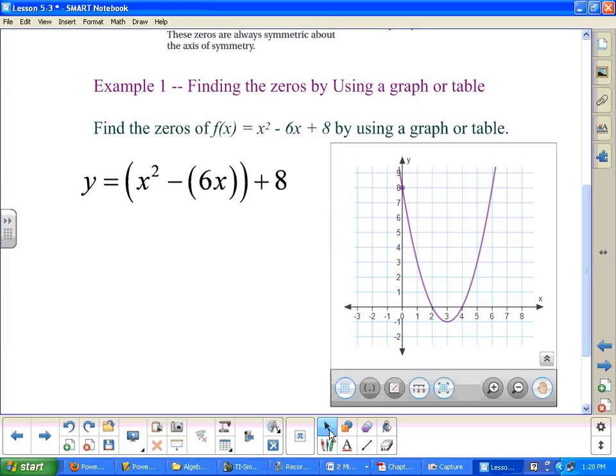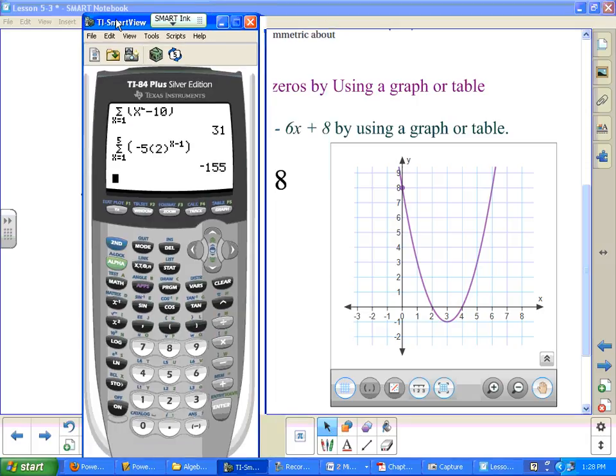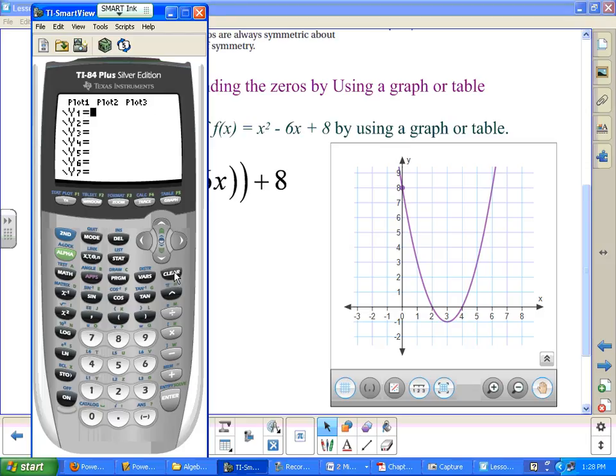How do you get to your table? Second graph. So I can look at the table, and I can see that, oops, I need to change my table setup. All right, I can see that when x equals 2, y is 0, and when x equals 4, y is 0. Or I could hit the trace button. Because it looks like it's 0 at 2, after I hit trace, I could type in 2 and enter and check to see if it's 0 there. And I could type in 4 and enter and see if it's 0 there.